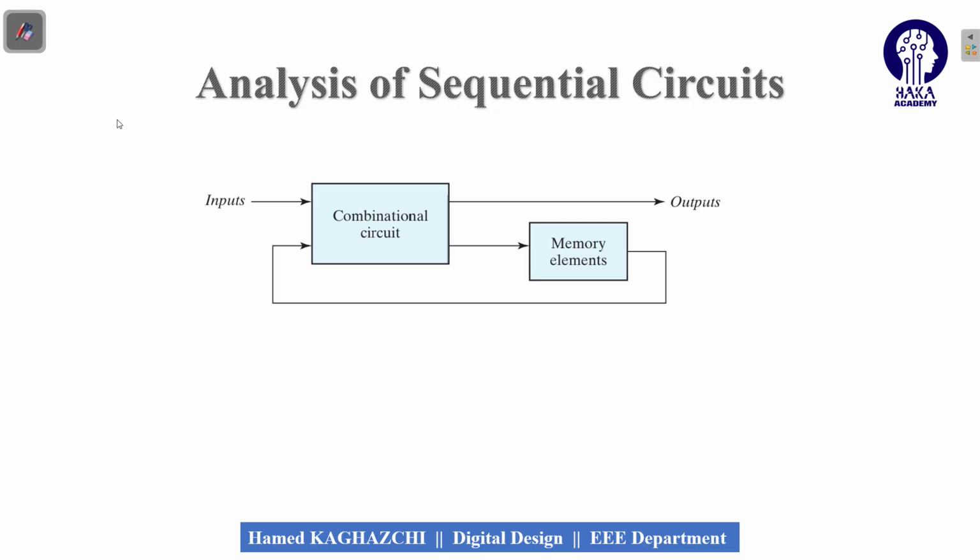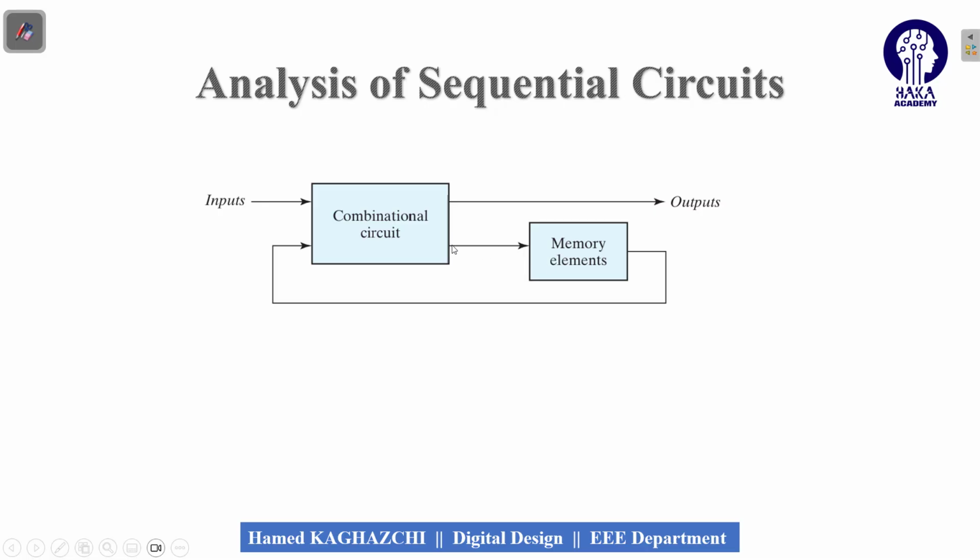Hello, my friends. Now, after learning about the concept of the memory elements, flip-flops, and also latches, and different types of the flip-flops, this is the time of starting to analyze the sequential circuit. If you remember, when I started to talk about the sequential circuits, I showed you this block diagram and I said that the sequential circuit is a combination of the combinational circuit and the memory element.